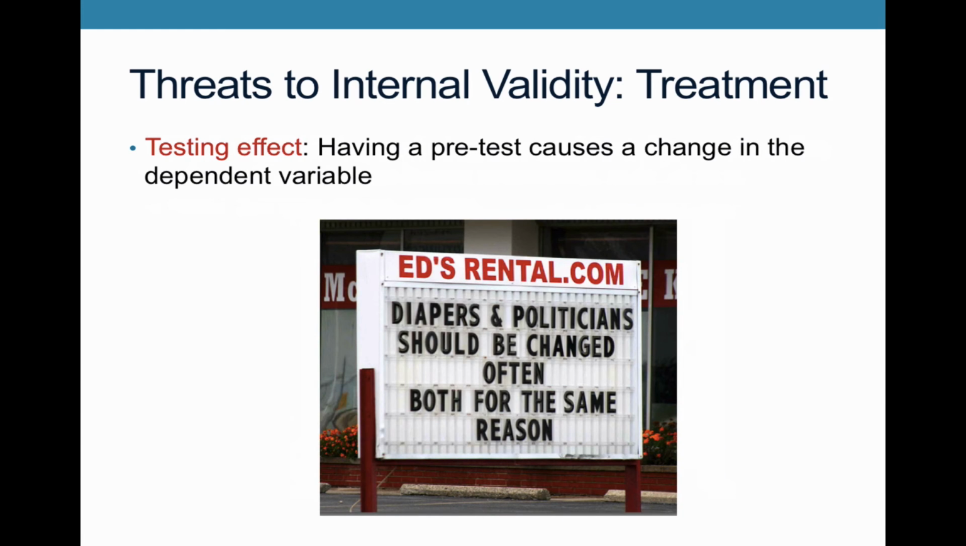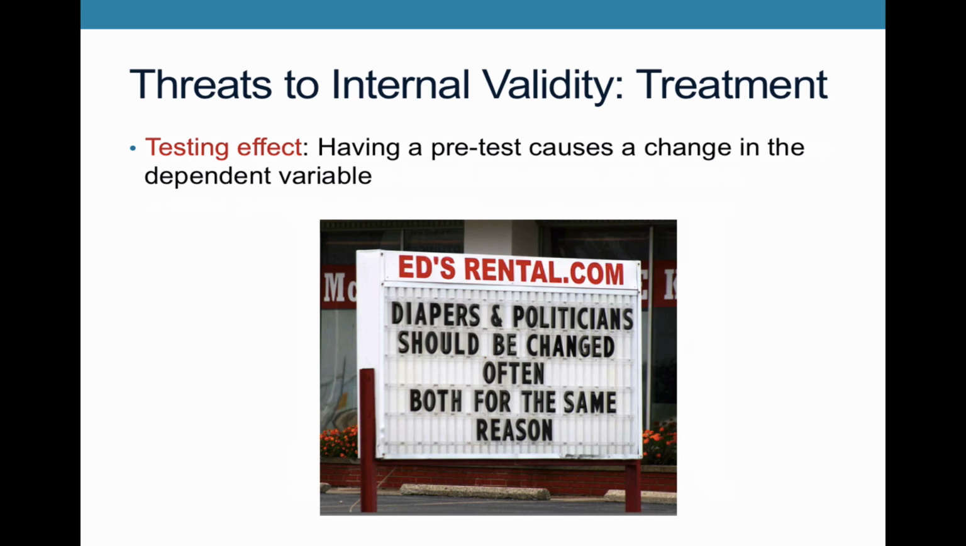Another treatment-based threat to internal validity is the testing effect. So we talked about this already when we discussed the different kinds of experimental designs, the Solomon 4 research design. So the testing effect is when having a pretest causes a change in the dependent variable. And so for this, you might imagine that you gave them a pretest that included a number of questions about levels of political cynicism. And that could have primed the respondent.